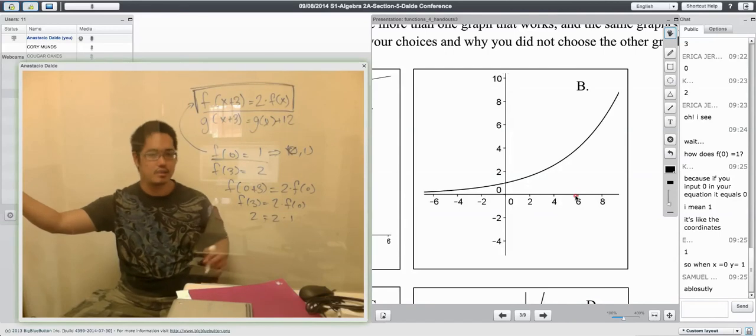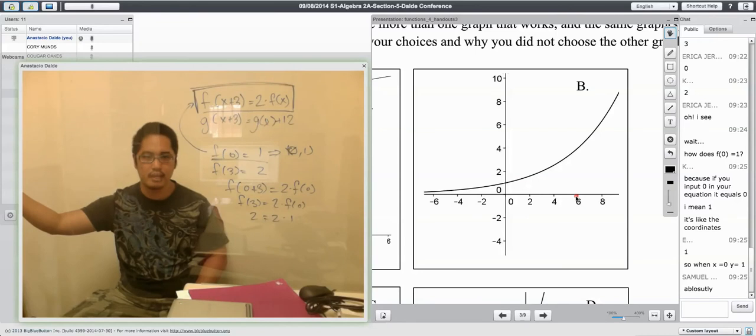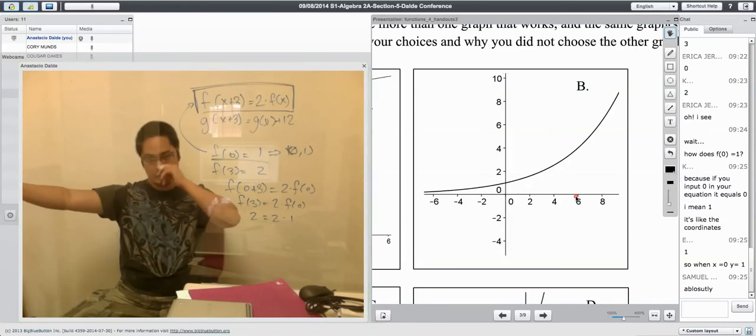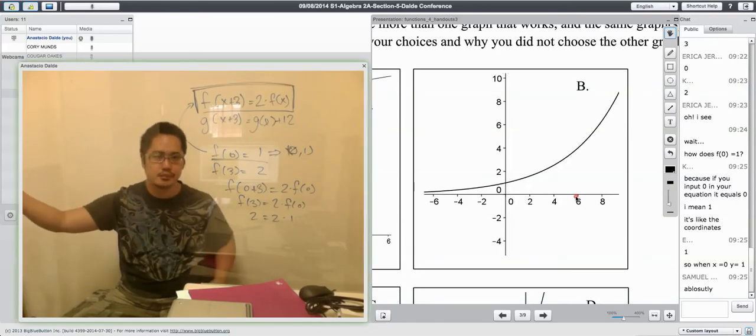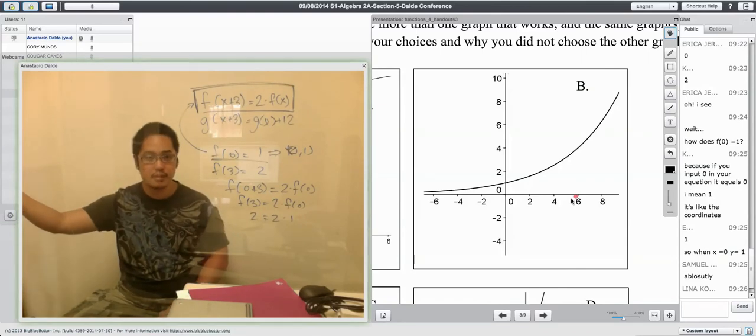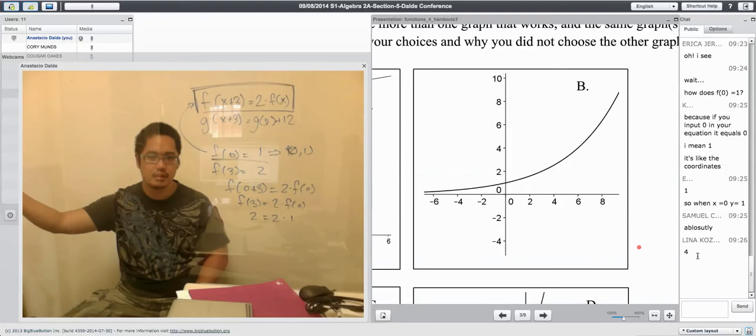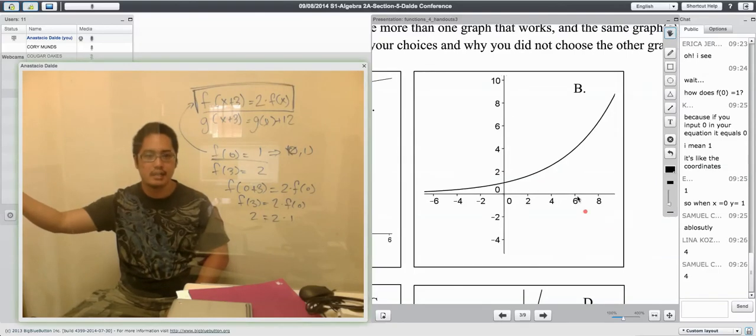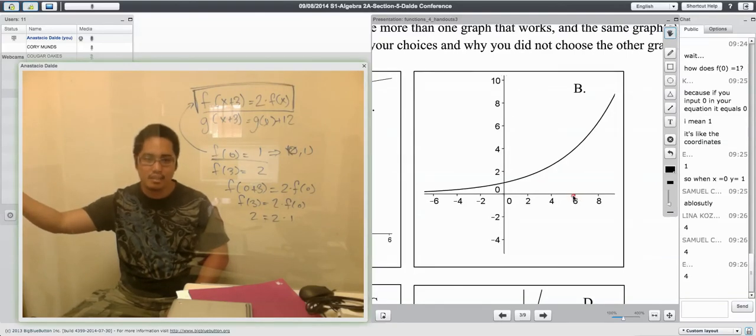Here, let's try this. Let's try out some different numbers. If x equals 6, what does y equal to? If x equals 6, what is y equal to? 4. Exactly. And you can kind of just guess it, really. So you got 6, and it goes up to about 4.